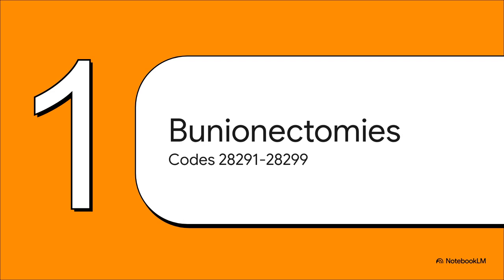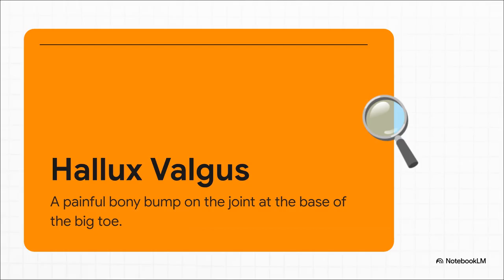We're talking about repairing bunionectomies, covering codes 28291 through 28299. This is, without a doubt, one of the biggest and most notoriously tricky topics in all of foot coding. To code a bunionectomy correctly, you really need to understand what the surgeon is actually looking at in the OR. In simple terms, a bunion, which is medically known as hallux valgus, is a painful, bony bump that forms right on the joint at the base of the big toe. It happens when the bones in the front part of the foot shift out of place, pulling that big toe toward the smaller toes and forcing the joint at the base to stick out uncomfortably.